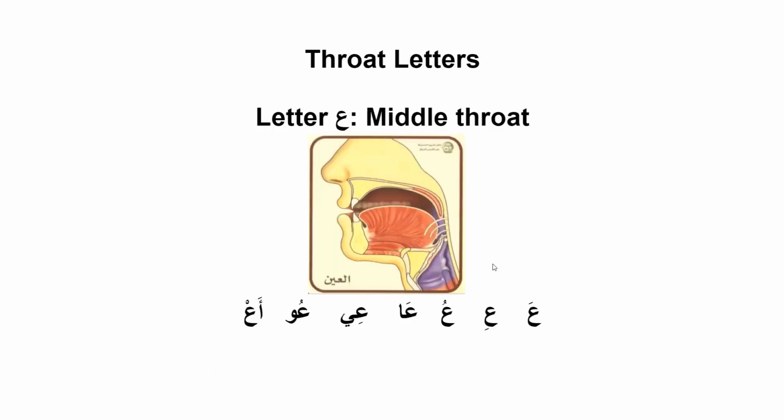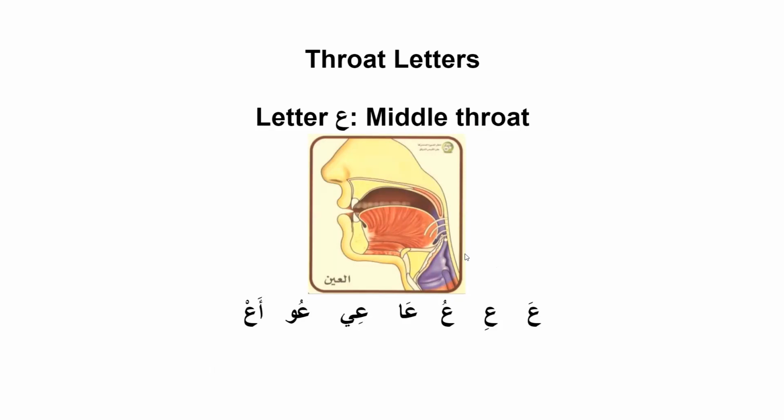Now let's move on to the middle throat. So the middle throat, we have first the letter Ain. So now we are moving up from the throat. First we did the lower throat, Hamza and Ha. Now we are moving on to the middle throat, Ain. Ain is from the middle of the throat.